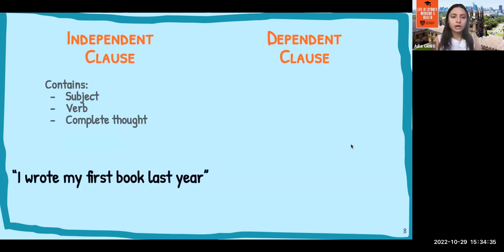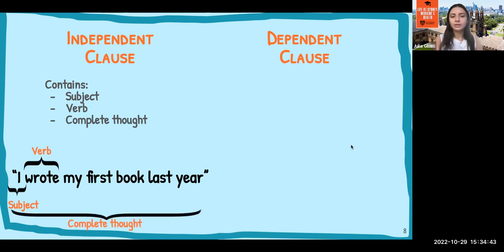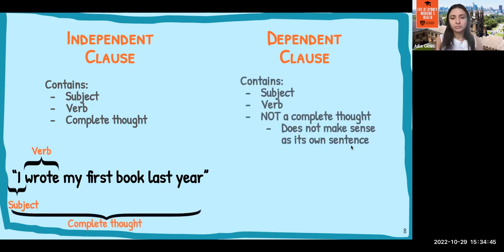For example, I wrote my first book last year. The subject is I, the verb is wrote, and it contains a complete thought. A dependent clause contains a subject and a verb. However, it's not a complete thought, so it does not make sense on its own as a sentence.